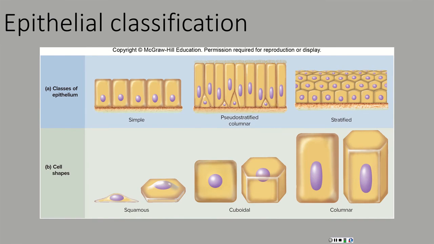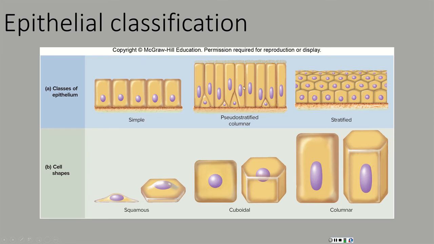And as you saw in lab, epithelial tissue is going to have some easy ways to classify it. One of those ways is by how many layers are there. If it's a single layer, we call it simple. If it's multiple layers, we call it stratified. If it was a single layer that looked like multiple layers, we call it pseudo-stratified. And that's what we see here in the middle.